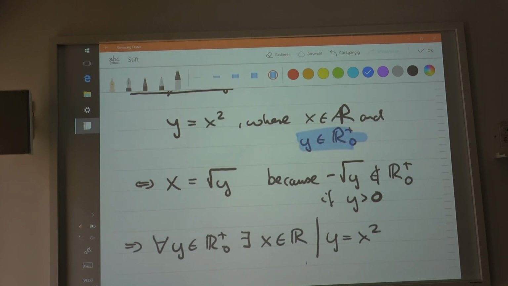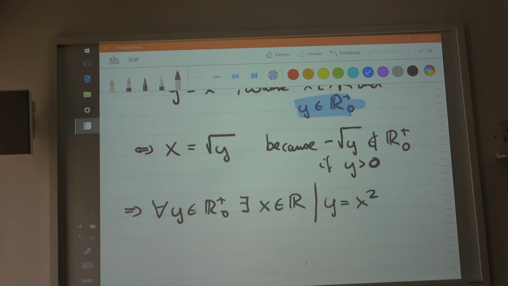So that means that there is always at least one pre-image, because if y was negative, then the square root of y would not be defined. So that's why there is always at least one pre-image. So here in that case, the function is surjective. Okay, so this implies that f is surjective.